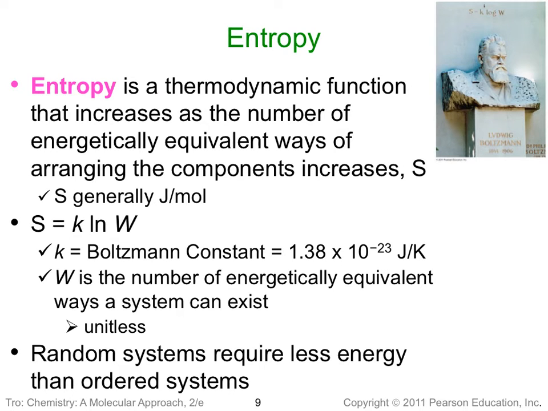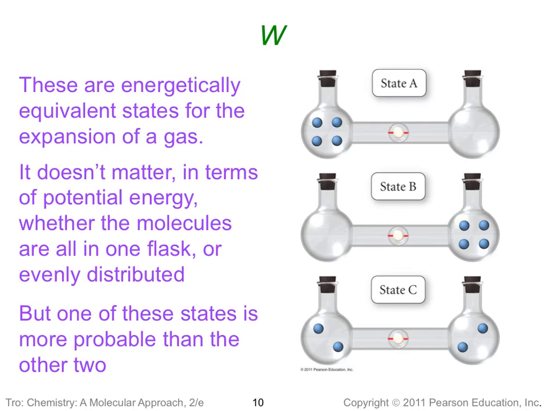Random systems require less energy than ordered systems, and so they have more ways that they can exist. So energetically, it does not matter whether we're in state A, state B, or state C. But one of them is more probable than the other two.